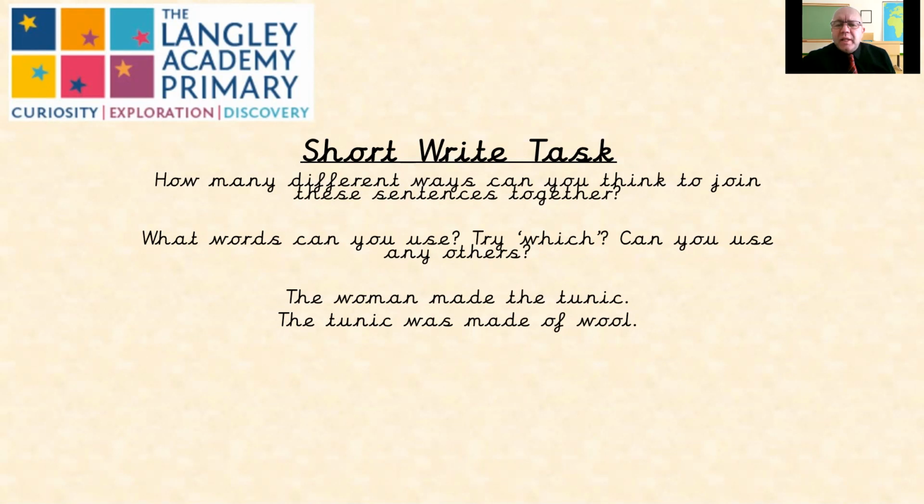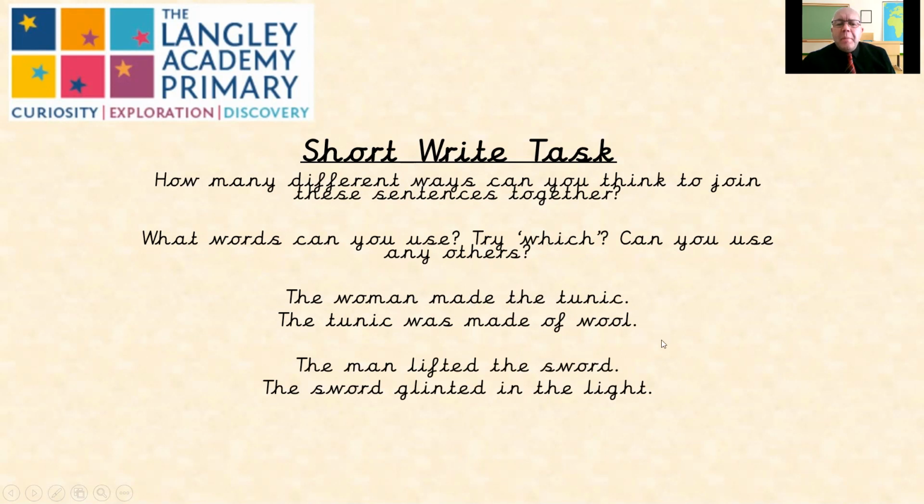So I think we're going to have to do a little bit of editing. We're going to have to crop away some of the words to make that work. So let's try again. What about: the woman made the tunic, which was made of wool? We don't need to say the tunic twice. So we've adjusted the sentences a little bit to make it work. The meaning has not changed. So we're not going to change the meaning, but we're going to come up with different words, different connectives that will help us link these two sentences together and create a complex sentence. Right, so the woman made the tunic, which was made of wool.